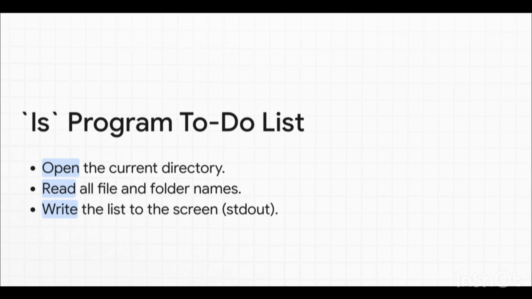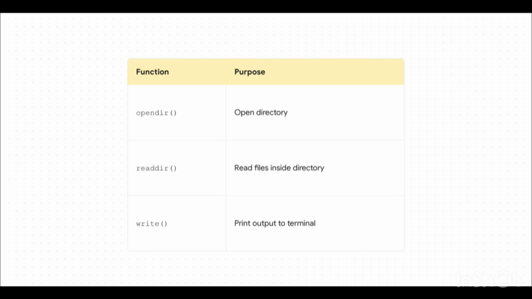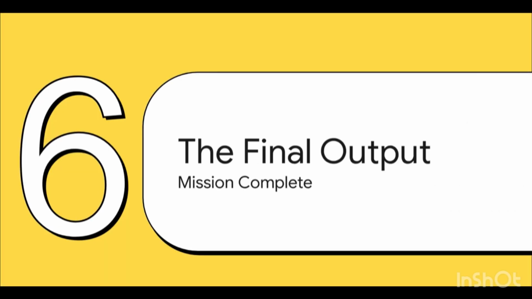Simple, right? But to get that simple job done, the program can't just go poking around the hardware by itself. That would be chaos. It has to politely ask the kernel for help using those special requests we call system calls. So it uses opendir to say, hey kernel, can you please open this directory for me? Then it uses readdir over and over to say, okay, what's the next file name? And finally, it uses the write system call to say, all right, I've got the list, please print this to the terminal. And that write call, that's the grand finale.